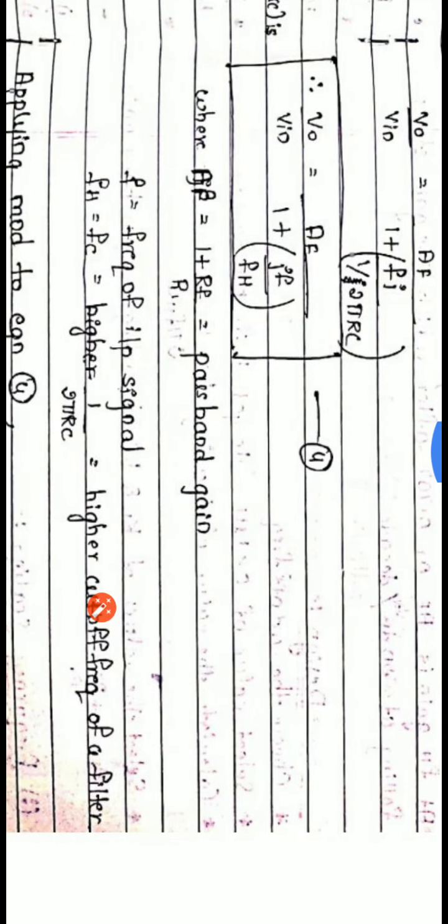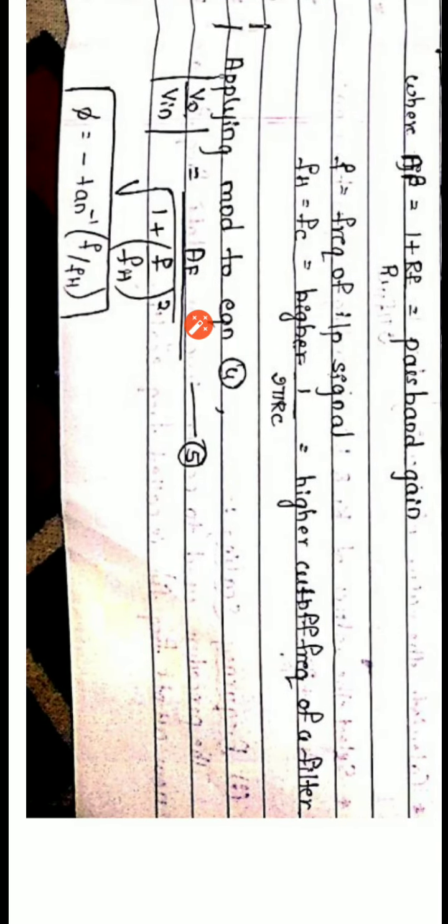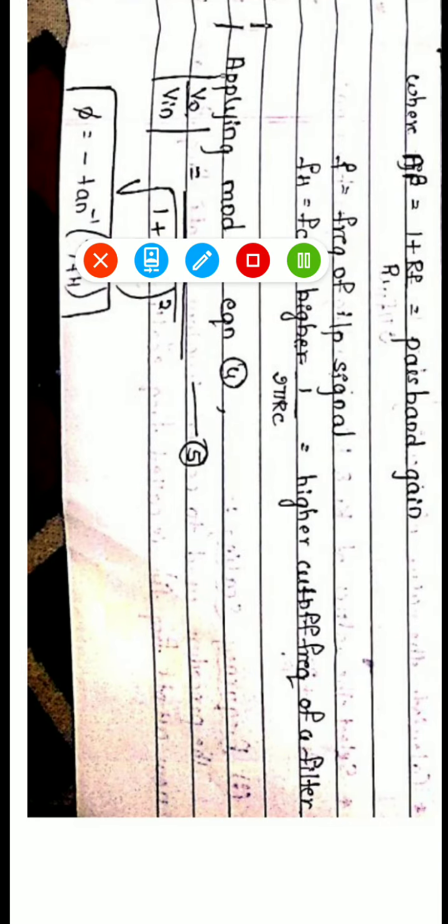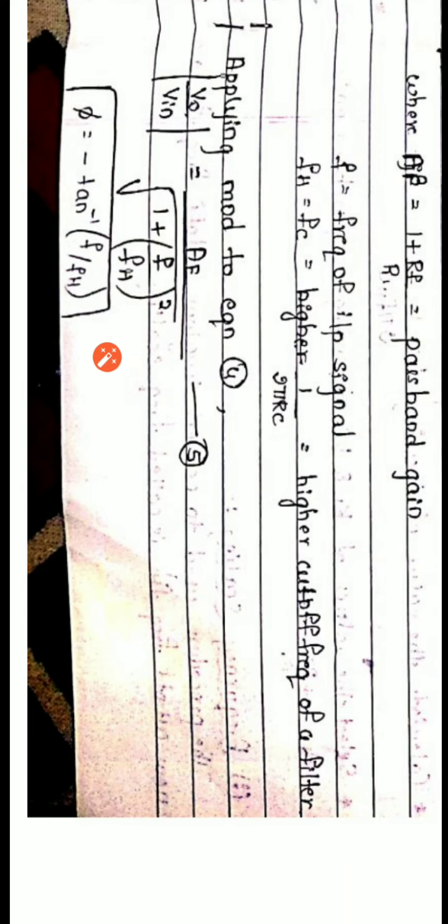So now we'll take the magnitude of this expression 4. If I take the magnitude, the minus sign should be eliminated. So the same thing will be done here. Applying the mod to equation 4, nothing but taking the magnitude of the gain, we'll get the magnitude of V0 by Vin is AF, and we can write the square root of 1 plus F by FH whole square. If we simplify this, we'll get the same expression back.